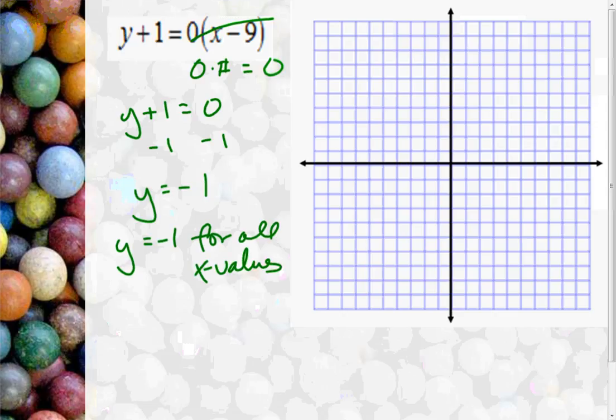So find where y equals negative 1. Oh, look, there's where y equals negative 1. So pick an x value. 5, y is negative 1. 7, y is equal to negative 1. Negative 3, y equals negative 1. Negative 10, y equals negative 1. You get this nice horizontal line all the way across. Yay.